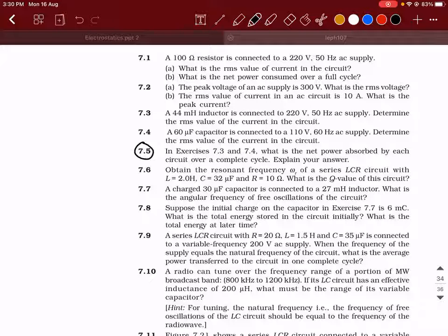7.5. In exercises 7.3 and 7.4, what is the net power absorbed by each circuit over a complete cycle? 7.3, it is an inductor. 7.4, it is a capacitor. In exercises 7.3 and 7.4, what is the net power absorbed by each circuit over the complete cycle? Explain your answer.